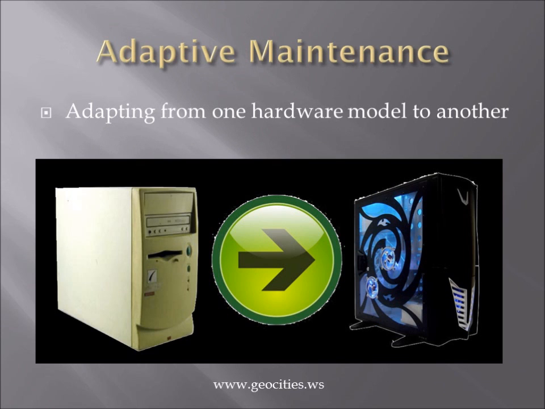Adaptive maintenance is the first type of maintenance, and it's adapting from one hardware model to another. It's upgrading your computer, basically moving from poor hardware to more advanced hardware. And to do this, usually there has to be a little bit of change in coding, especially if the operating system software has been adapted as well, just to make sure that it still functions. That would be adaptive maintenance, making sure you can operate on newer equipment and machinery. It's important when you're upgrading an office or anything like that.